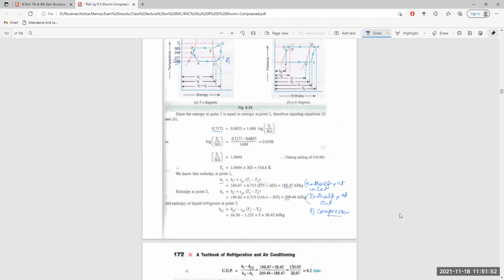This is the enthalpy at the entrance of the expander.